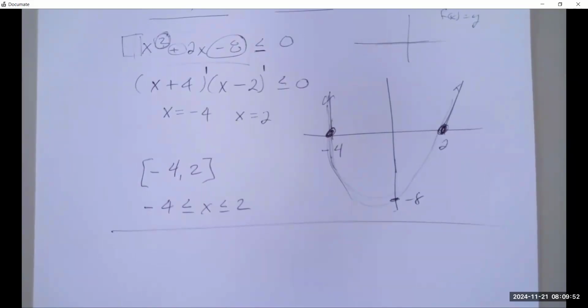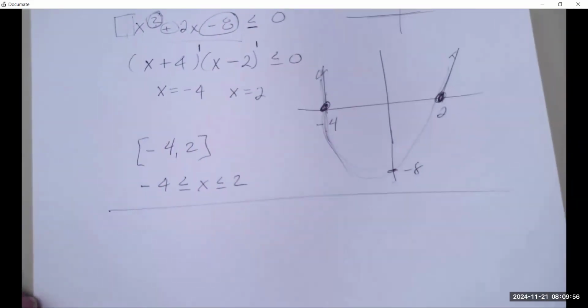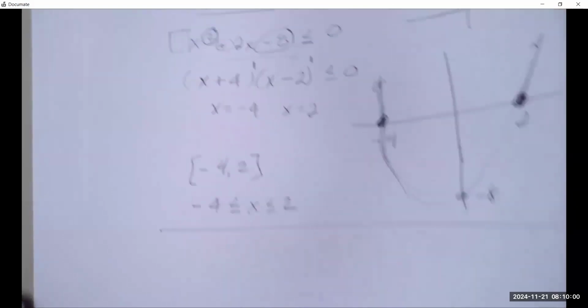Did we do example 4 yesterday? We did not. Okay, good, because that's going to take us some time. Let's look at example 4.